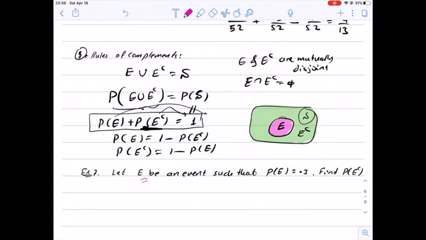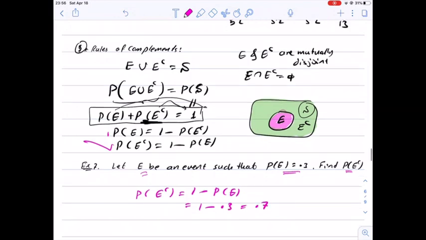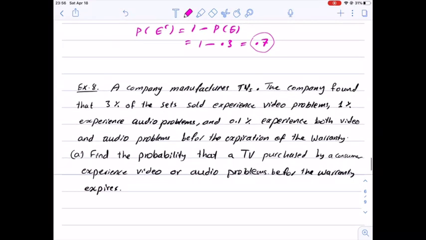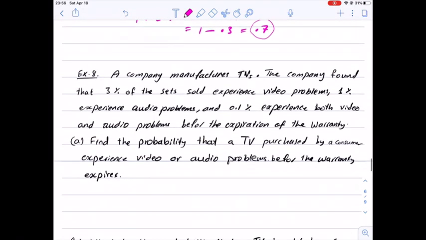Let's take an example. The event E is such that the probability is 0.3. We want to find probability of the complement of this. Probability of E complement is 1 minus probability of E. This is 1 minus, what is probability of E? It's 0.3, so this is 0.7. And if we want to check our answer, we can add probability of E complement to probability of E, and that should give us probability of the sample space, which is 1.